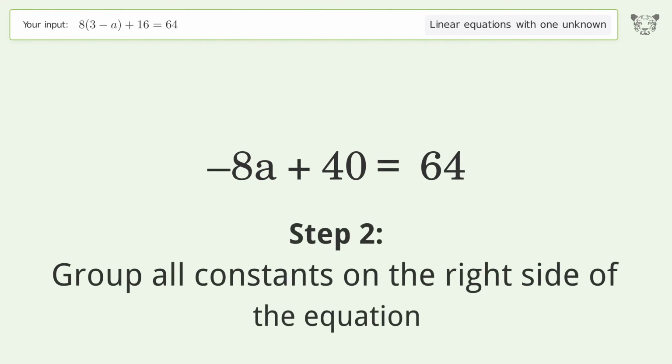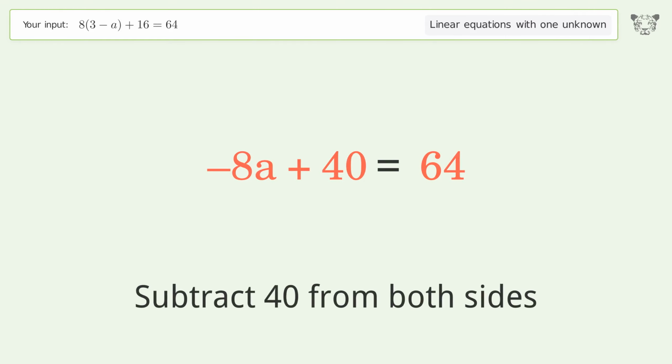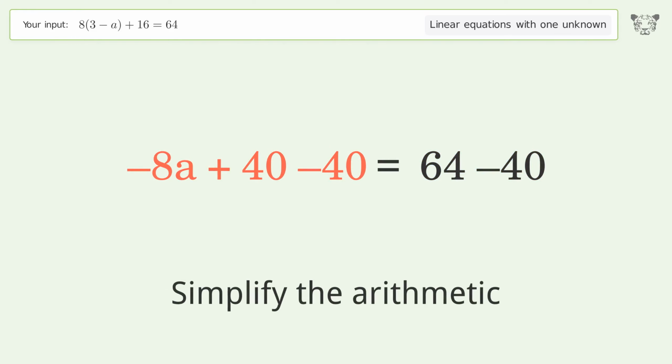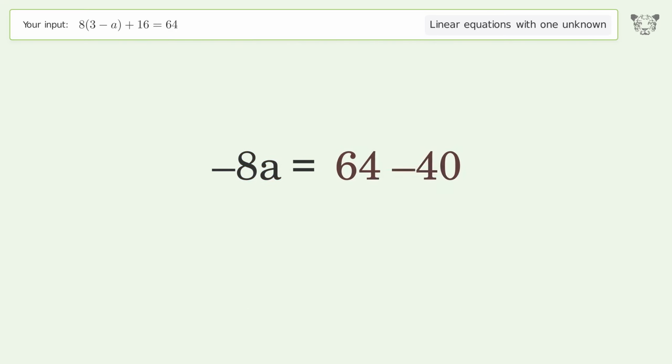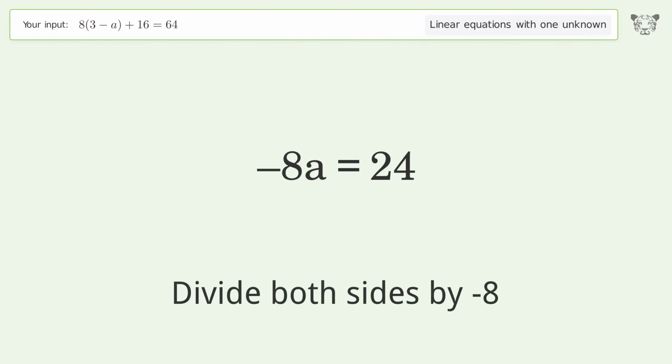Group all constants on the right side of the equation. Subtract 40 from both sides. Simplify the arithmetic. Isolate the a. Divide both sides by -8.